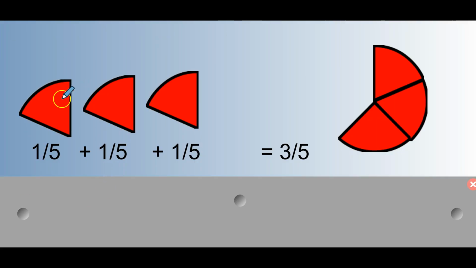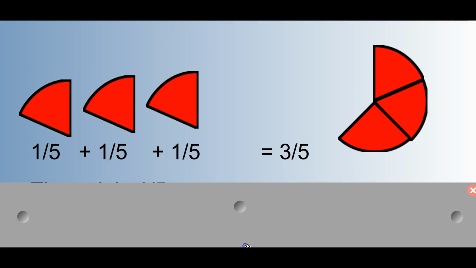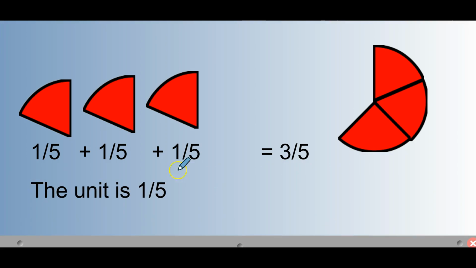So I have 1/5 plus 1/5 plus 1/5 equals 3/5. What's my unit? My unit is 1/5. This is called a unit fraction. Any fraction that is one of the equal parts is called a unit fraction.